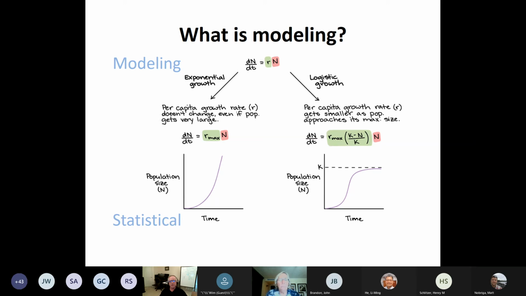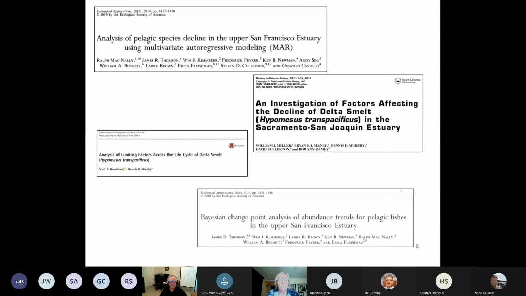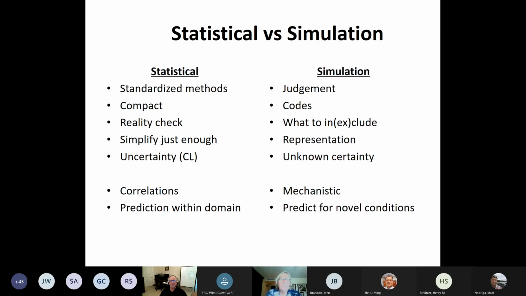Something like, when you look at your investment for retirement, you look at the total amount there, but you also look at what the interest rate is going to be and the return rate. And that's the derivative that we're interested in. There have been lots of statistical analyses of the Delta Smelt in this system. These were ones I came across. There's many more. Statistical approaches, they have some great benefits. Standardized methods, very compact.